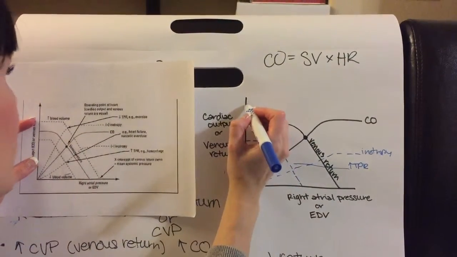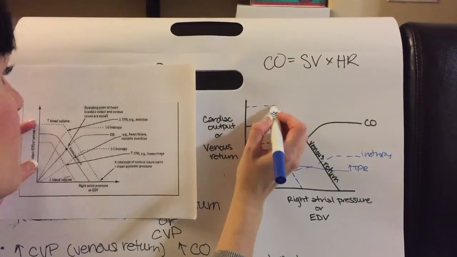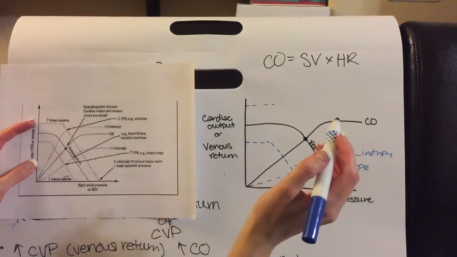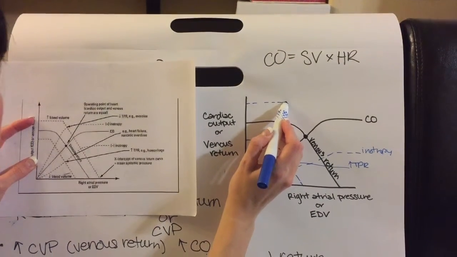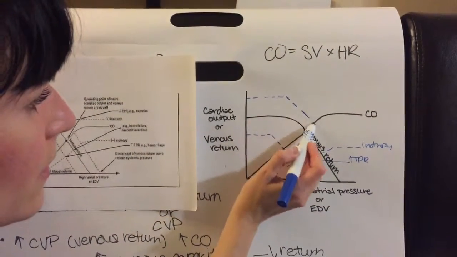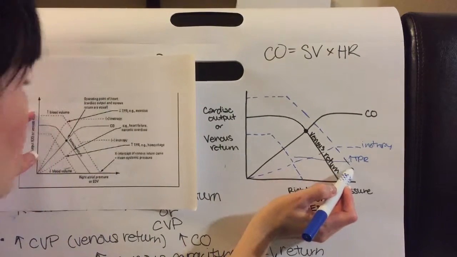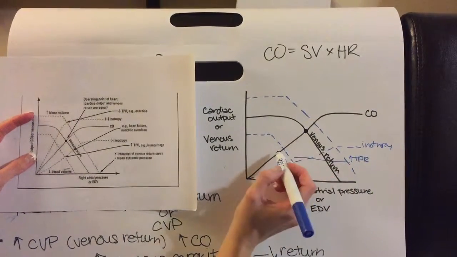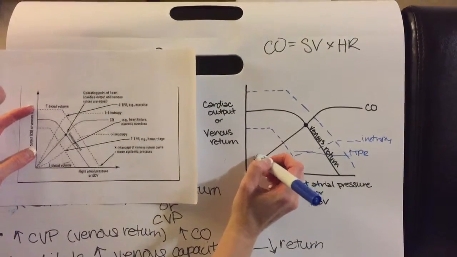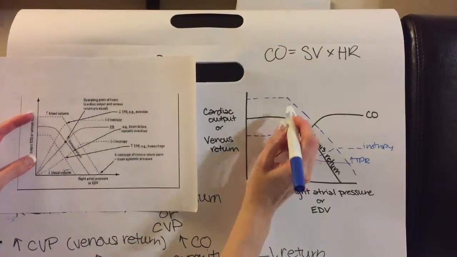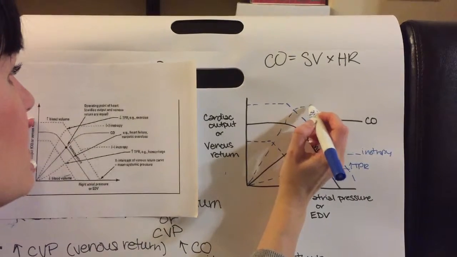If you have increased blood volume, for example during exercise, when you have increased return to the heart, you want to decrease your total peripheral resistance, improving your capacitance.